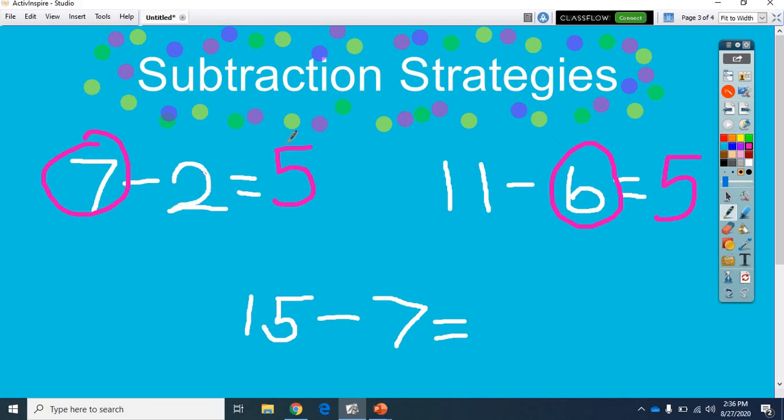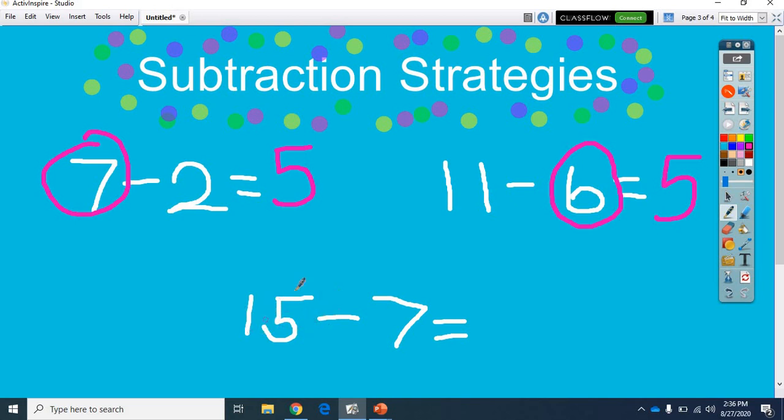Either one of those strategies is perfectly fine. If you like counting back, then count back. If you like counting up, then you continue to count up. We also watched a video from Miss Joanne about making a 10 to subtract, or turning one of them into a 10. I did tell you that this was my least favorite way. That's okay if you like it. It's just not a way that I like to do it, but if you do, that's fine.